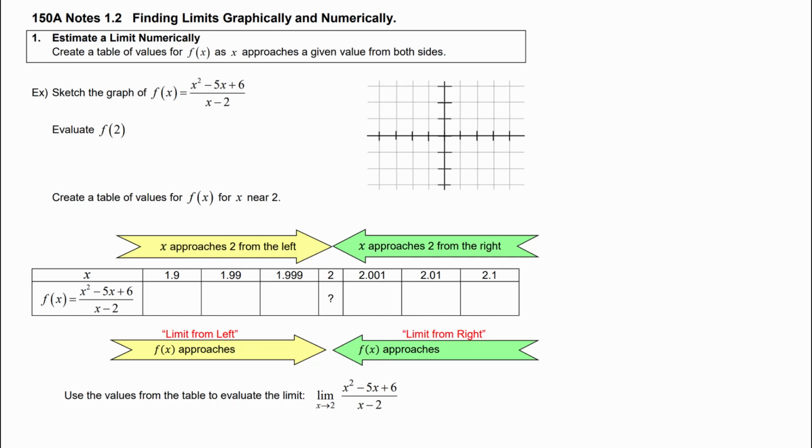Okay, so right below there, it says evaluate f of 2. Can we? If I were to plug 2 for every x I see, I get 2 squared minus 5 times 2 plus 6 over 2 subtract 2. 2 squared is 4, minus 5 times 2 is 10, plus 6 gives me 0, over 2 subtract 2 is 0 as well, which is undefined. So we can see f of 2 does not exist.